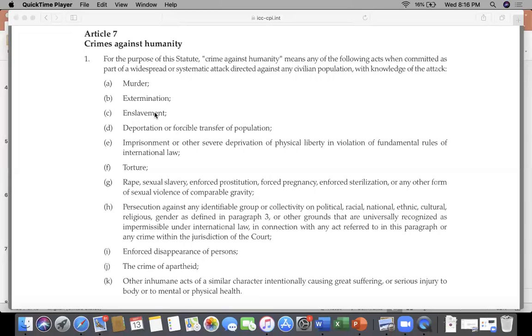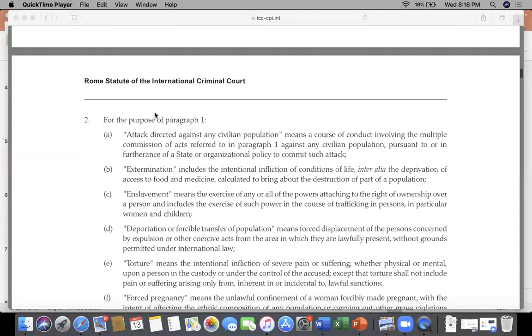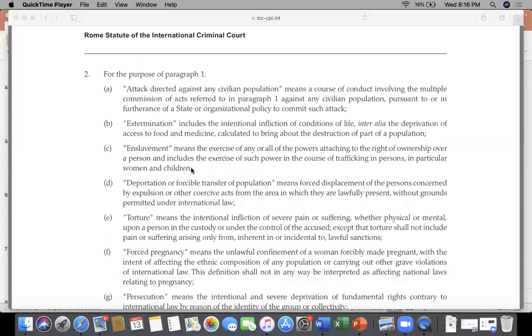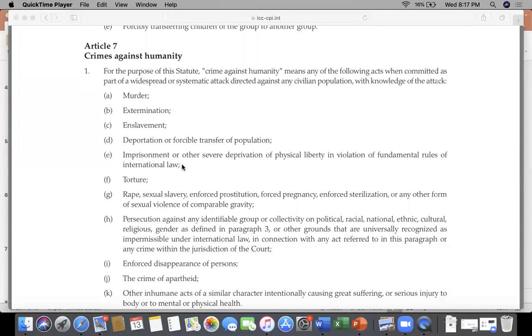Enslavement, you enslave. You know what the meaning of enslavement is? Enslavement means that you make some person a slave and you tell him to work for you, and then you will not give him any remuneration. You see, this is also defined. Enslavement means exercise of any of the powers attached to the right of ownership. You own the person, and it includes the exercise of such power in the course of trafficking in persons, in particular women and children. So enslavement is a kind of power. You enslave a person, and thereafter you can do whatever, because you think that you own that person. So enslavement is horrible, and therefore it is a crime against humanity.